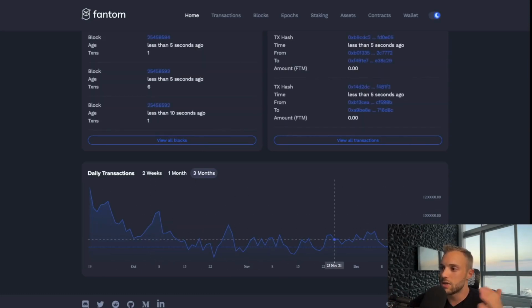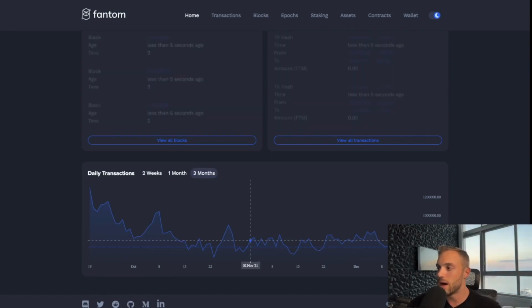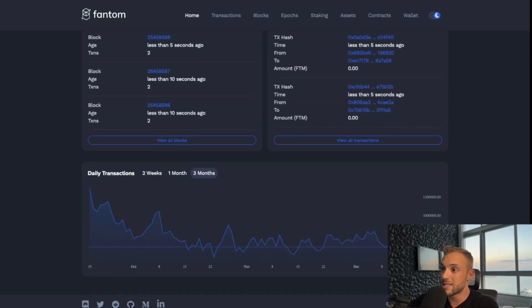As these transactions continue to decrease, you can see we're in a downward trend with Phantom over the last 3 months. That's not something that fundamentally excites me. I want to see up and to the right.